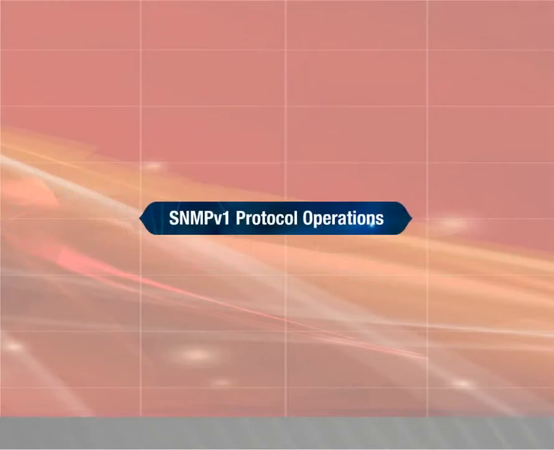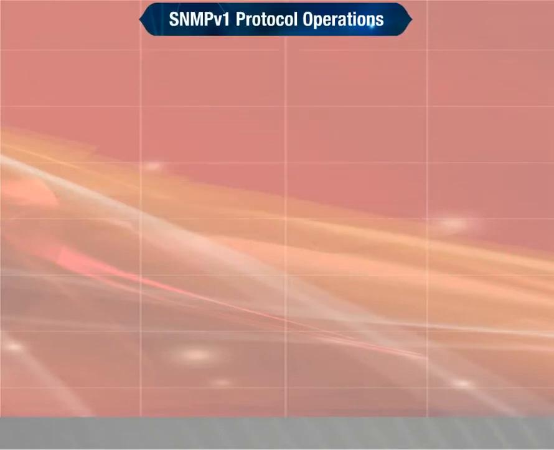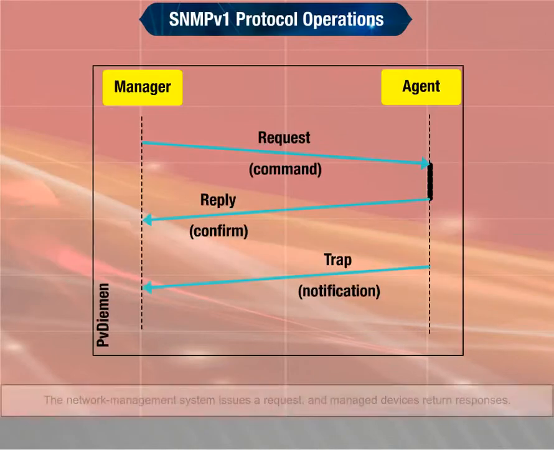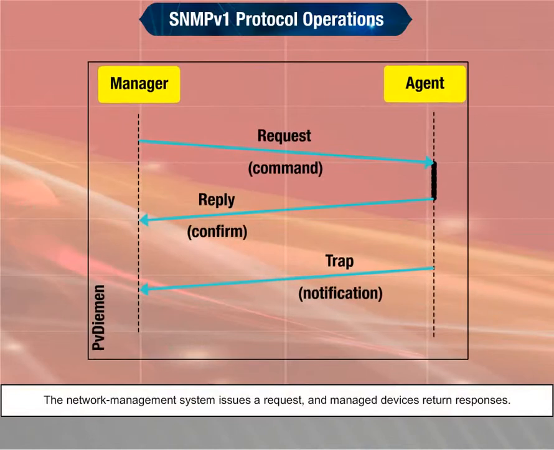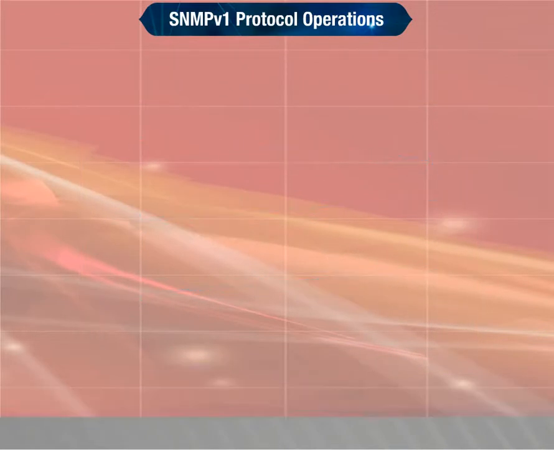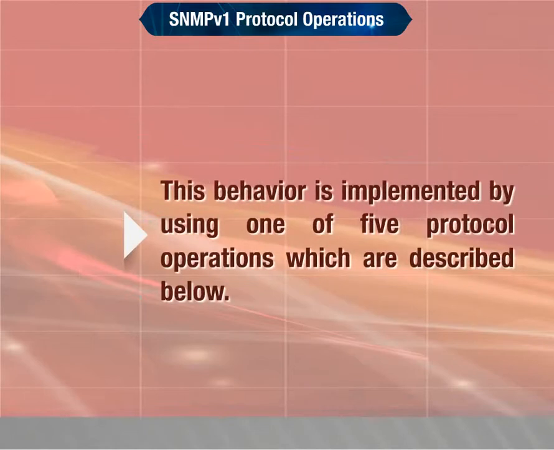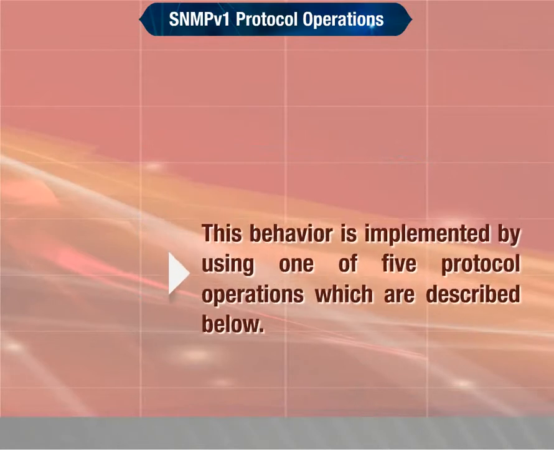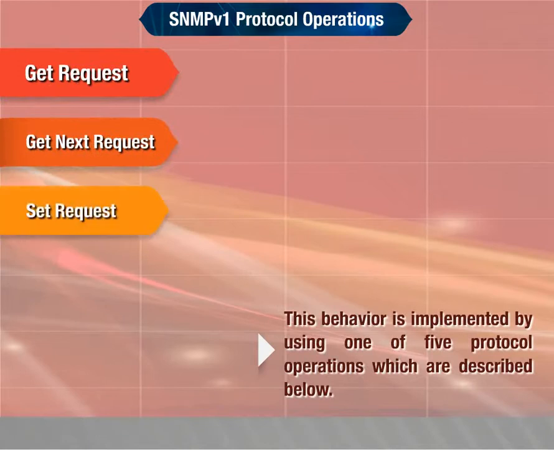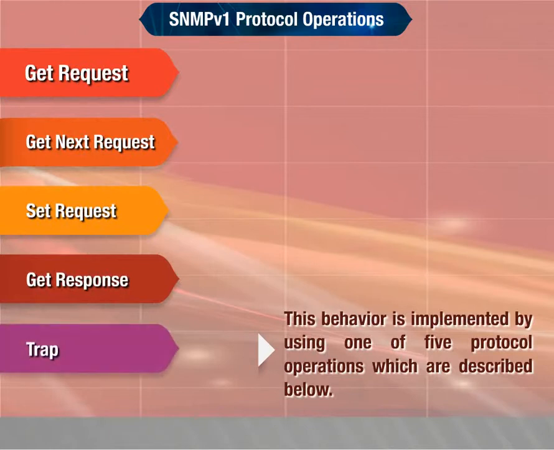SNMP v1 protocol operations. SNMP is a simple request-response protocol. The network management system issues a request and managed devices return responses. This behavior is implemented by using one of 5 protocol operations which are described below. Get request, get next request, set request, get response, trap.